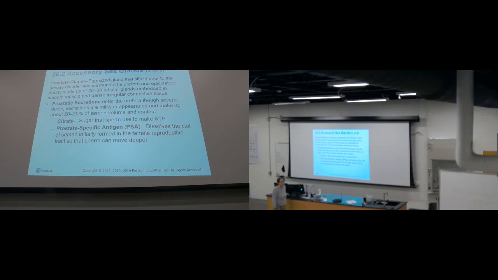The carbohydrate that this prostate gland has is citrate, and it has a similar function to the fructose. It helps to produce ATP. And then there is this PSA, or prostate-specific antigen, that is an enzyme that dissolves the clot of the semen. So this is initially formed in the female reproductive tract so that the sperm can move deeper.